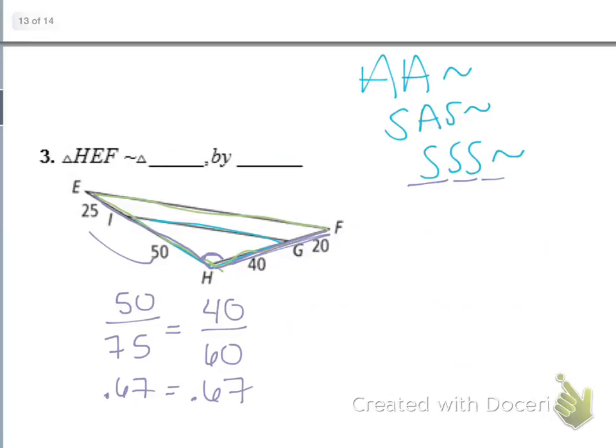So if I have a side, an angle, and a side, I could say side-angle-side similarity. It looks like H matches with H, E matches with I in my teeny one, and F matches with G in my teeny one. So you have to double check to make sure that they're actually proportional to say side-angle-side.